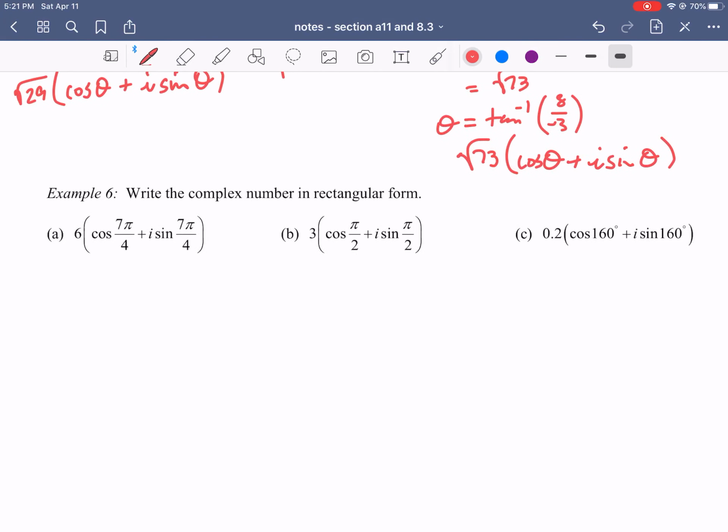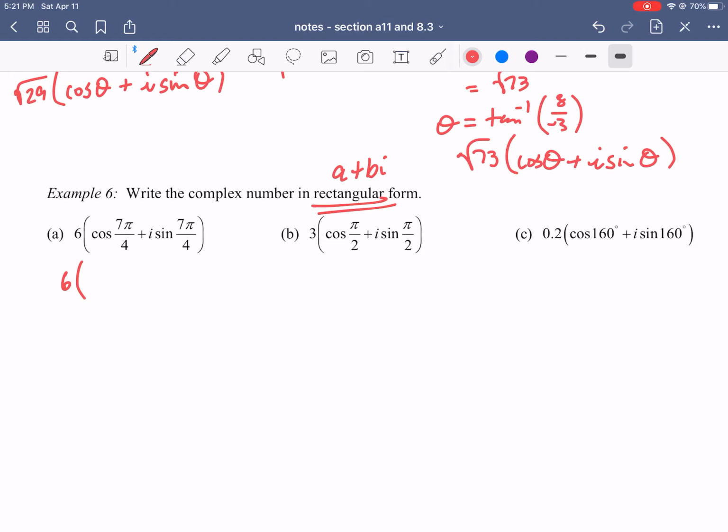Okay, in example 6, we're going to be going the other direction, taking a number that's in polar form and writing it in rectangular form, which is just a plus bi. So on letter A, we've got 6 times cosine of 7 pi over 4 plus i sine of 7 pi over 4. And so what we're going to start off by doing is actually evaluating what cosine of 7 pi over 4 and sine of 7 pi over 4 are.